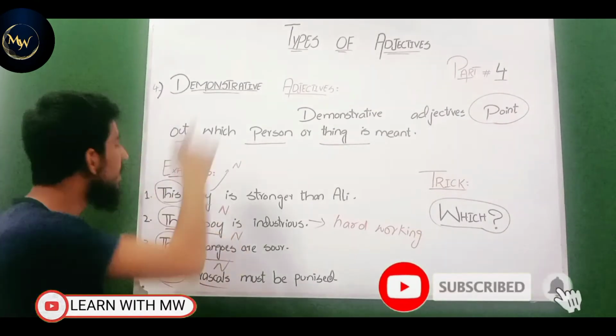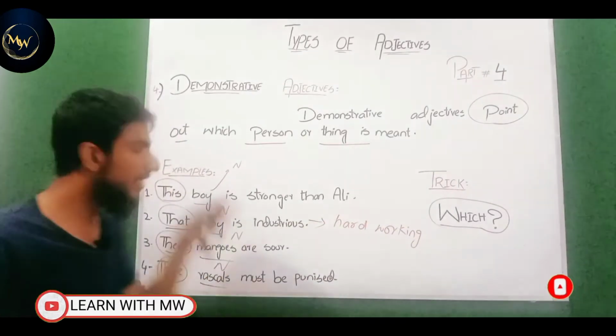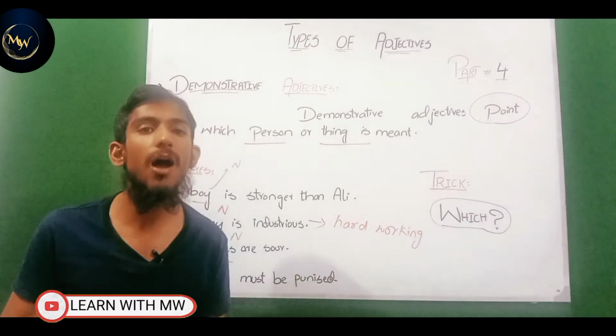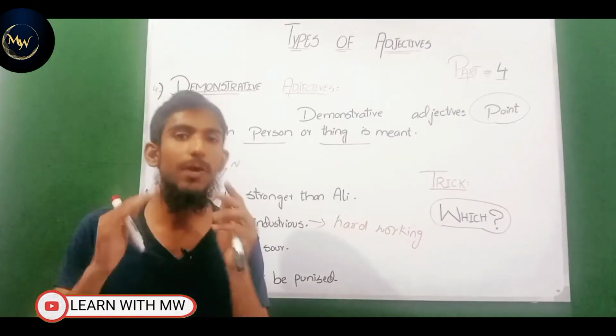So which boy? This boy. So "boy" is a noun. "This" basically answers the question "which?" That's why this, that, these and those always answer the question "which?" That's why we call them demonstrative adjectives in English.